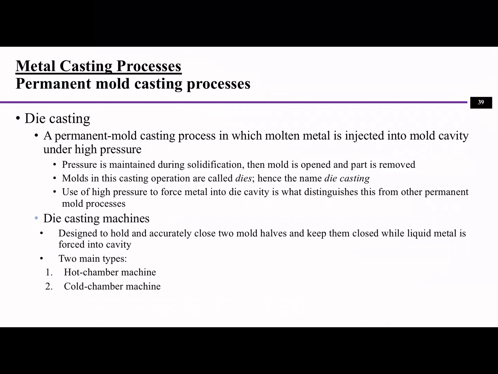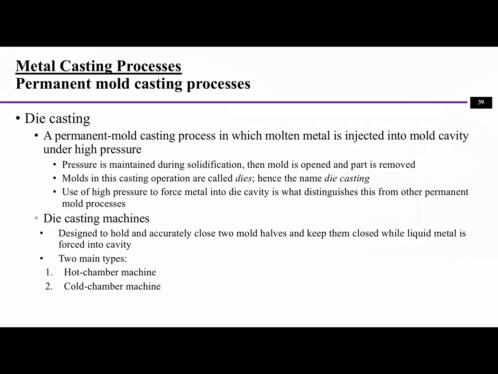Another permanent mold casting process is die casting. Die casting is a little bit similar to injection molding, right? We use a certain pressure to push the molten metal into the die, which starts to form the shape, and then it solidifies, then we open it, and we can get the part. Die casting machines mainly have two types. One is the hot chamber machine, the other is the cold chamber machine.